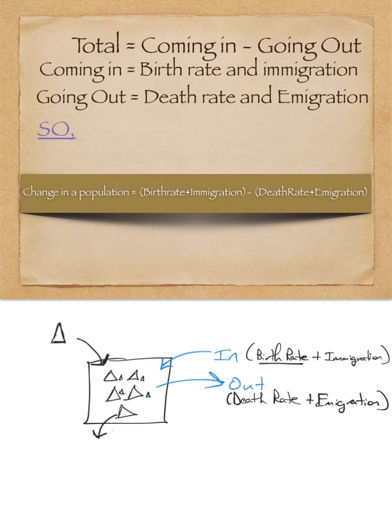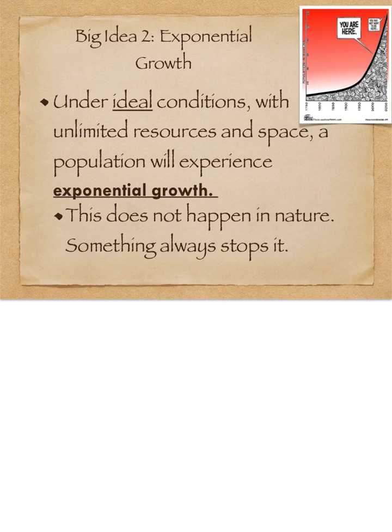All right. So let's go ahead and expand on that and think about what it is that really determines the death rate and birth rate. What influences these two? Well, before we do that, let's take a look at something called exponential growth. And exponential growth is really when you have ideal conditions.